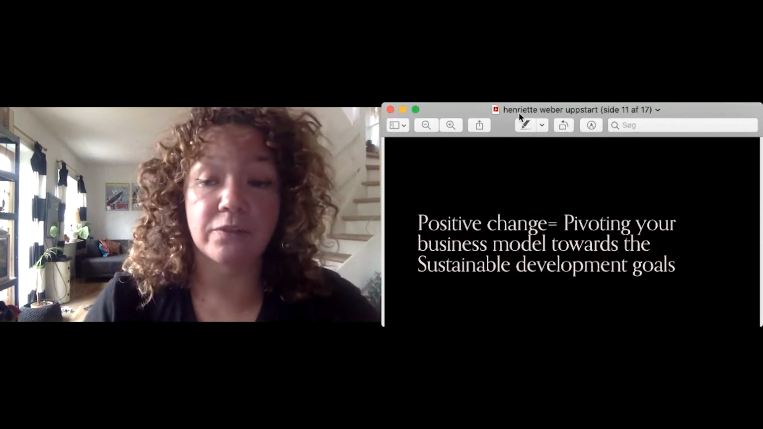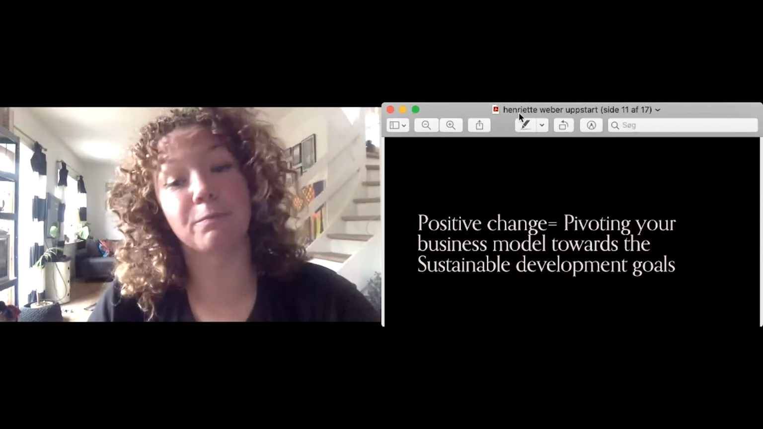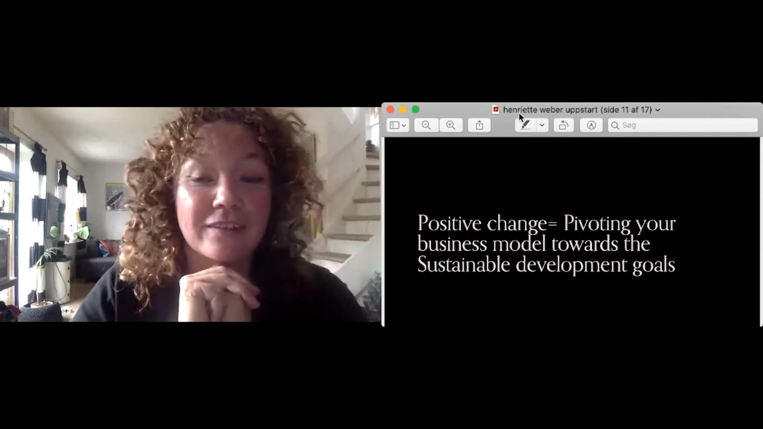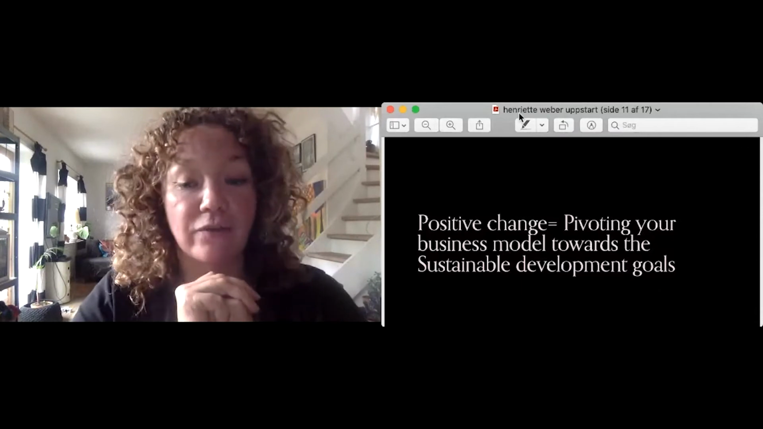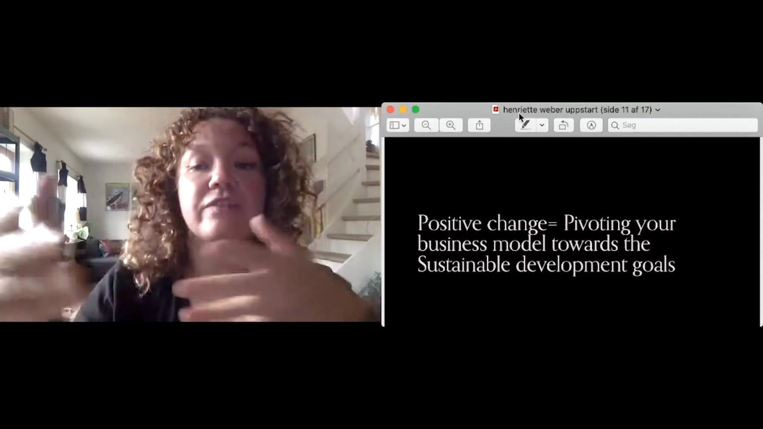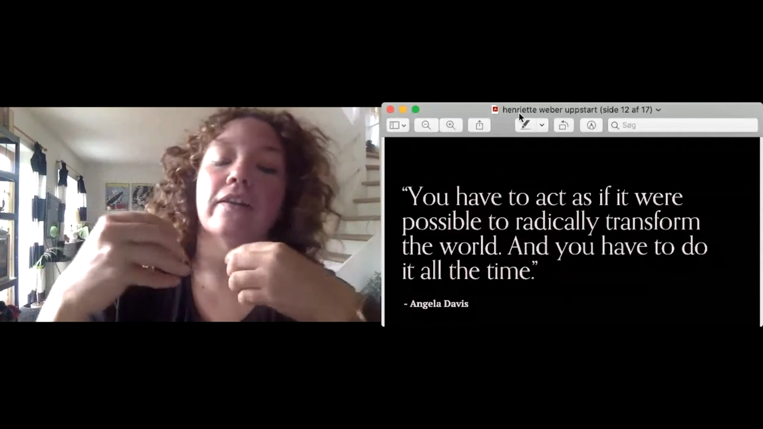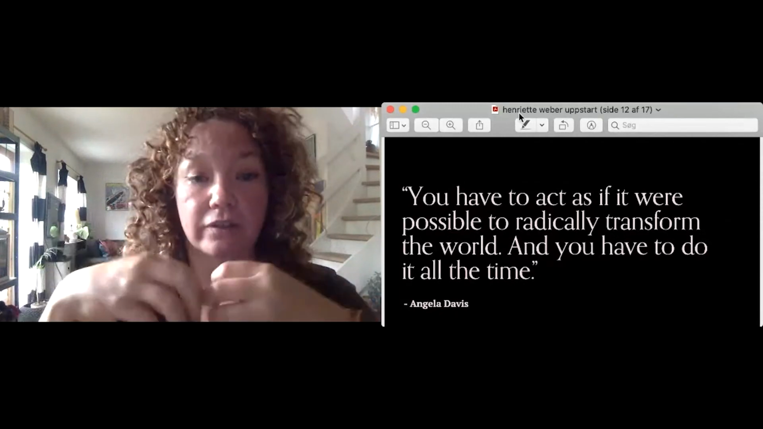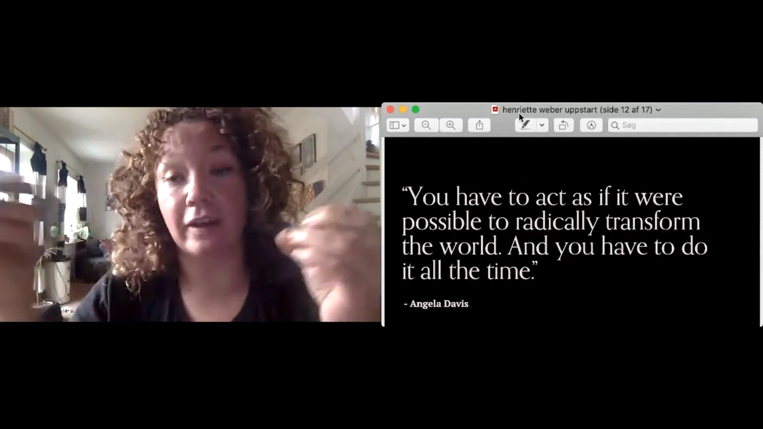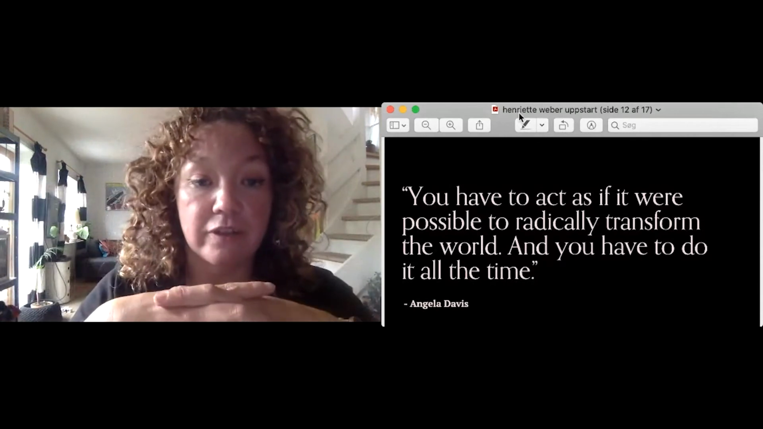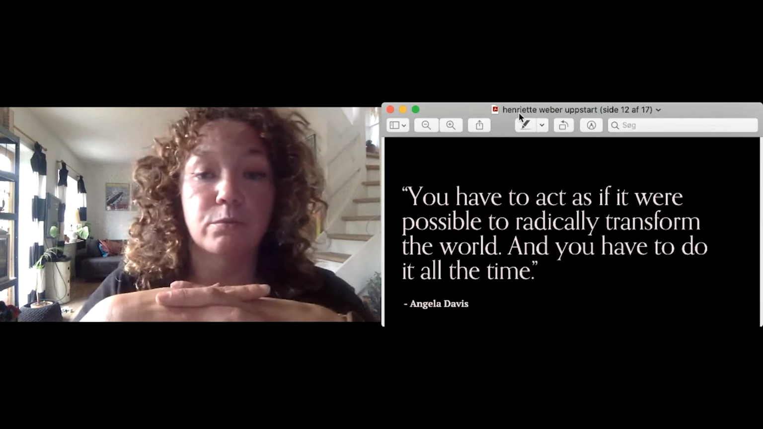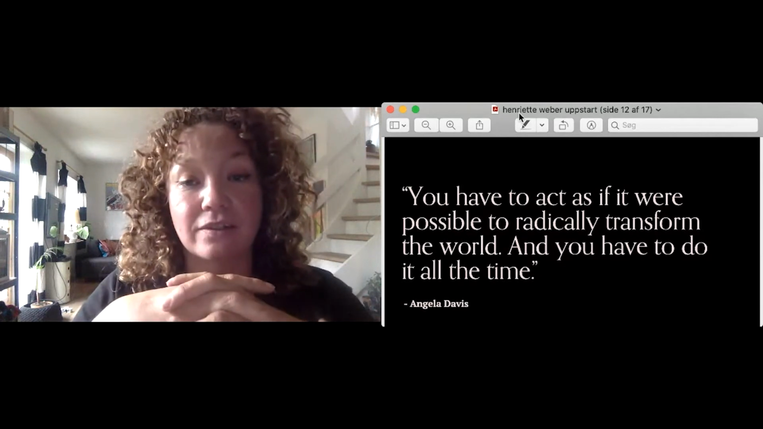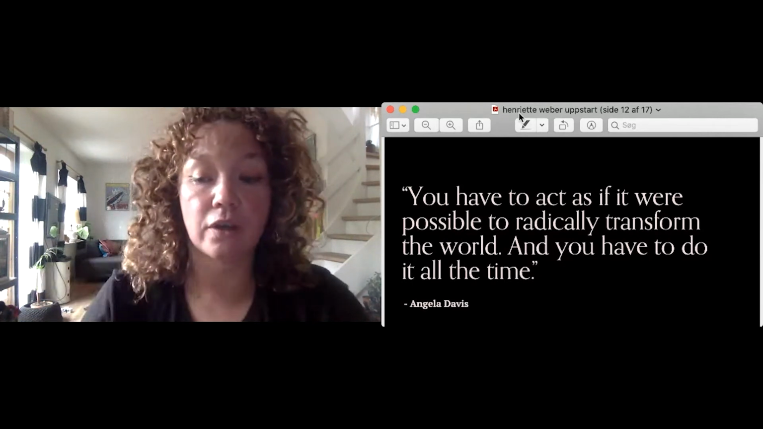So, two types of changes. I have a quote with me. You have to act if it is possible to radically transform the world, and you have to do it all the time. I believe that to the core. We have to stay positive around this. We have to think, as Al Gore says, the leader of Climate Reality and the former vice president, we will beat this, we will implement the SDGs, but it needs to take all of us.